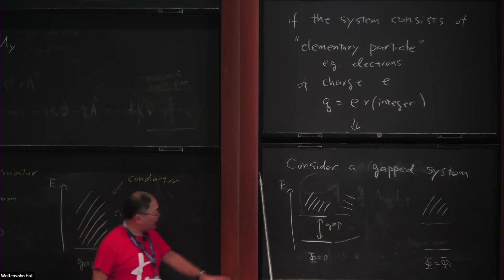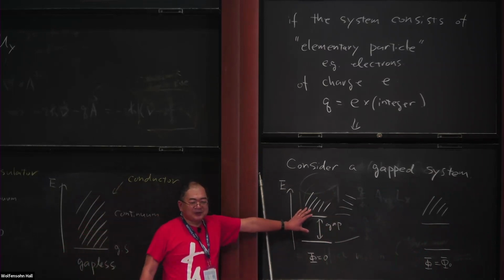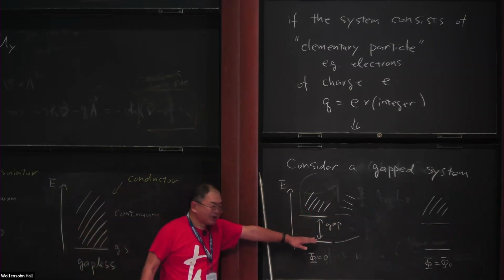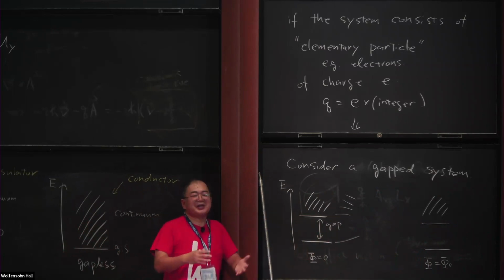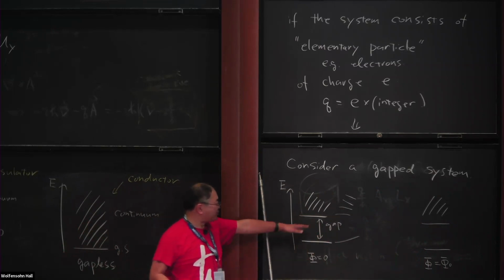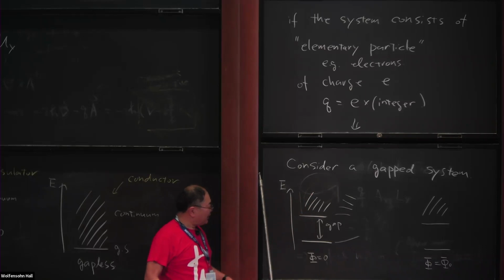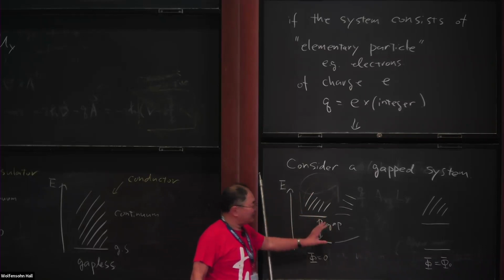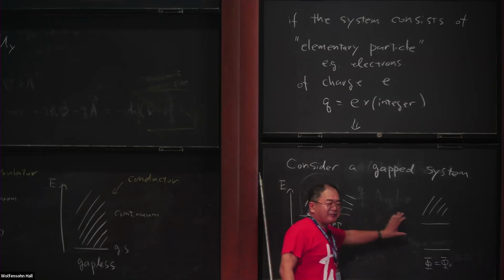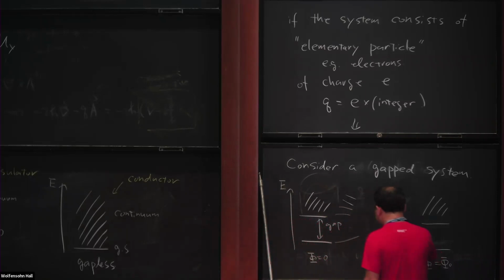That is, if you start with a gapped system, then as I said, the ground state is somehow stable. You need to give finite energy to create any excitation. Then if you have a gap, this gap does not close throughout this flux threading process. That's the assumption.